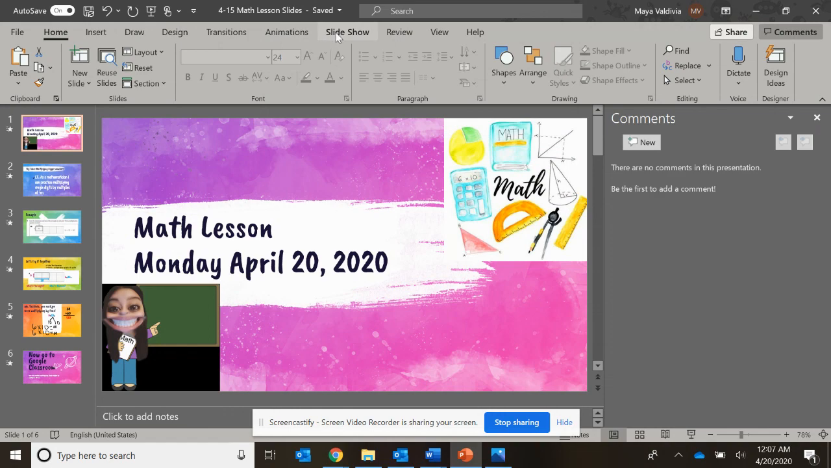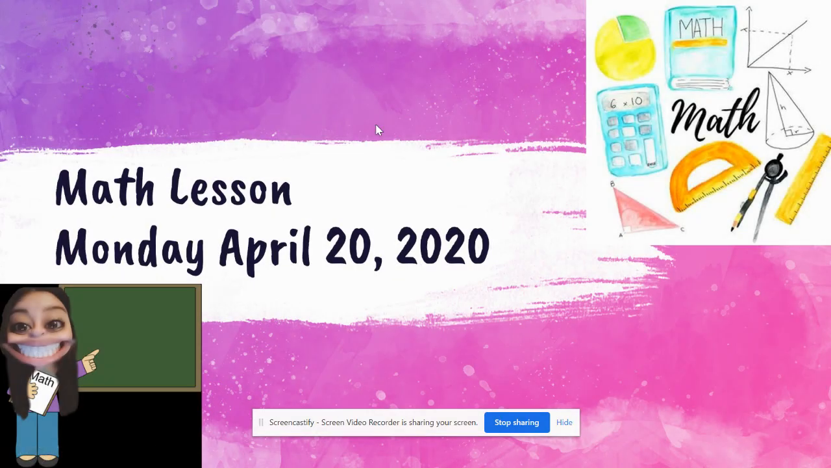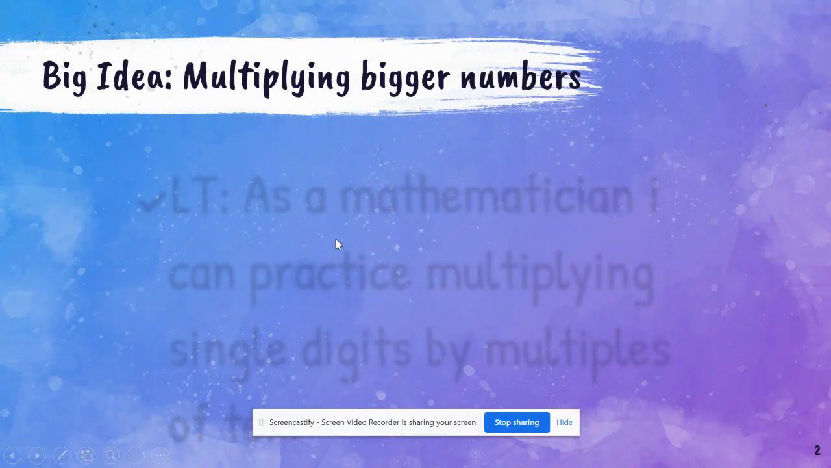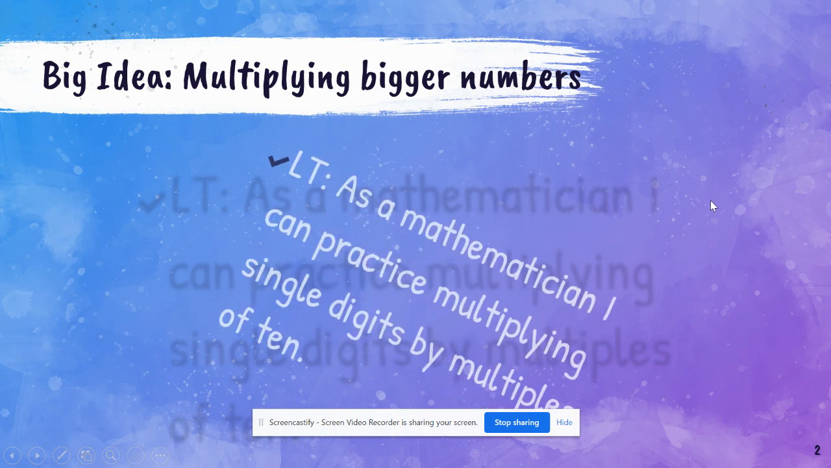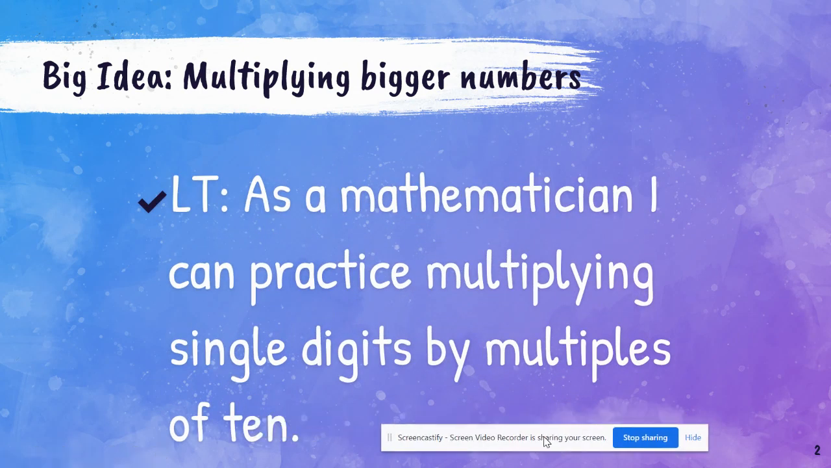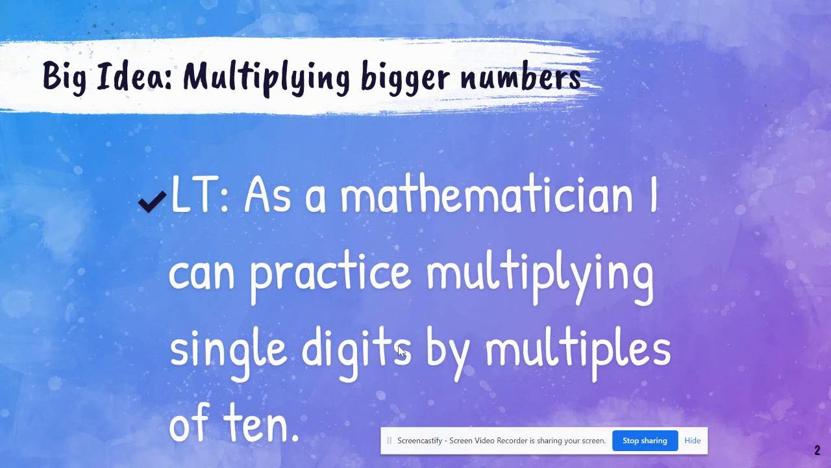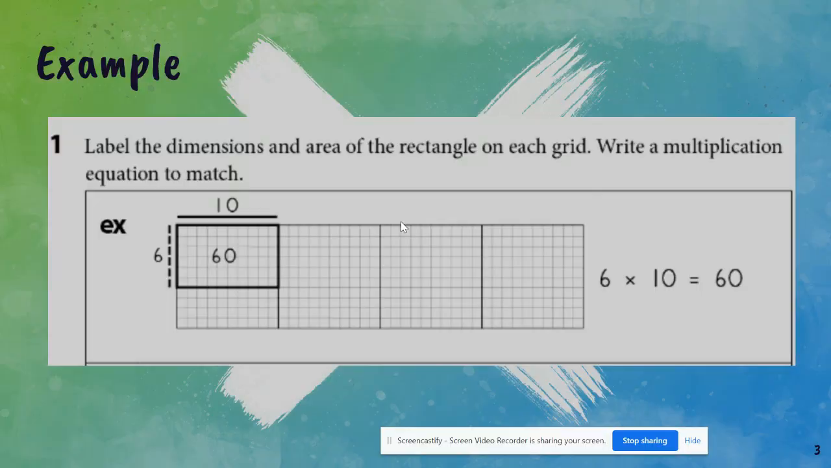I'm going to get started with our slides for today. It's pretty quick. All right, our learning target is, as a mathematician, I can practice multiplying single digits by multiples of 10. So a single digit number is 0 through 9. That means there's only one number. And then we're multiplying it by multiples of 10. So that could be 10, 20, 30, 40, 50, 60, 70, 80, 90, 100, and so on, okay?